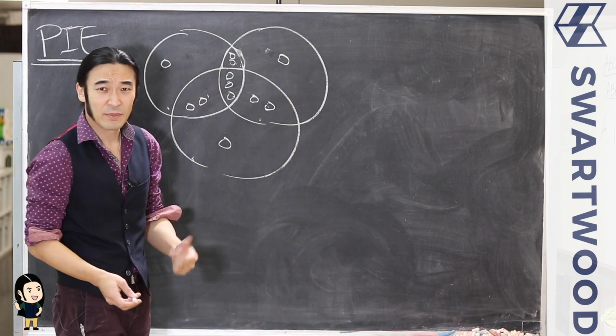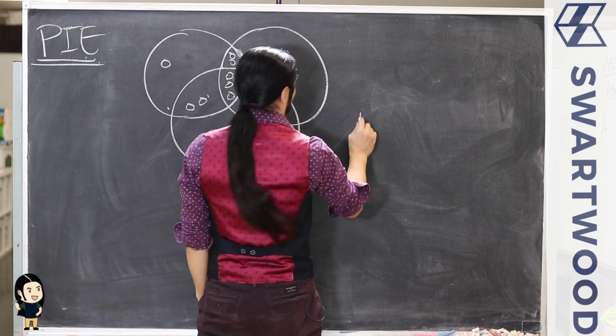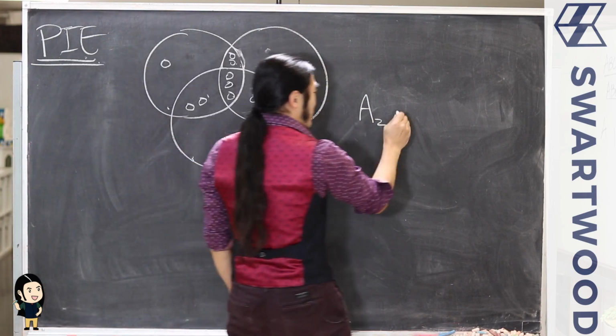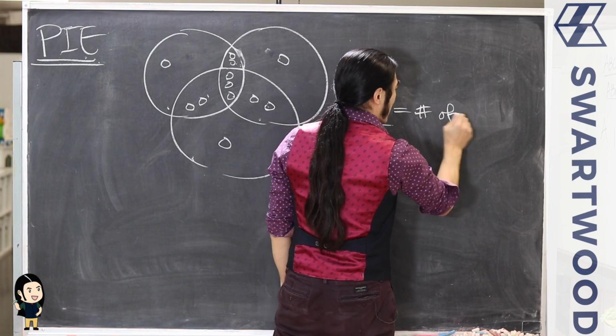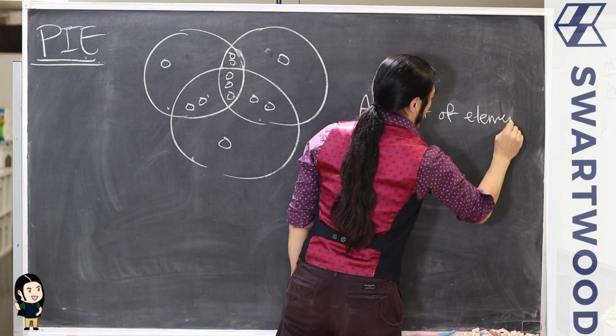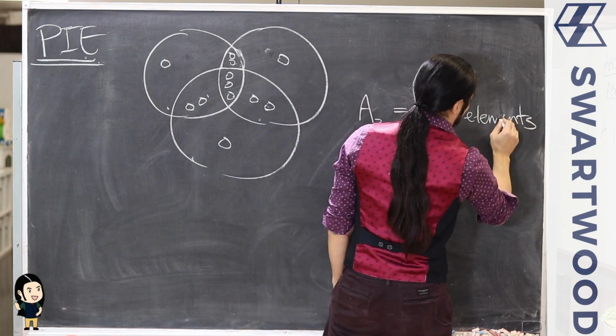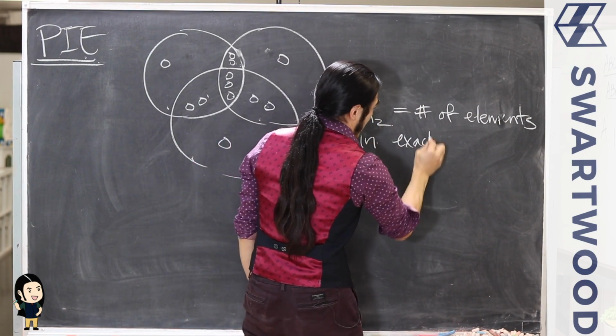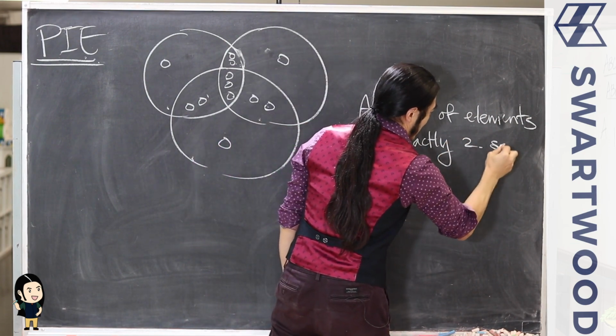So we need a name for that. I'm going to call it, for example, A2. That's going to be my notation. So something like this, A2, is going to be the number of elements in exactly 2 sets.